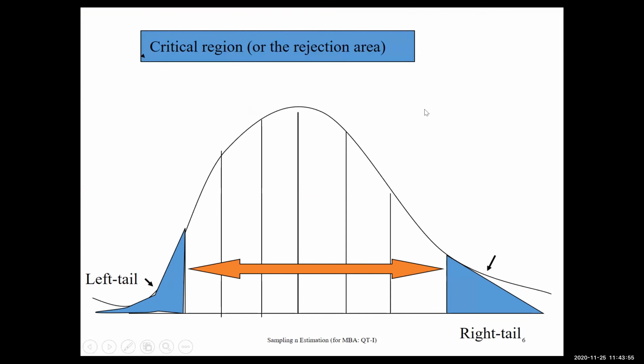Now, when the actual value falls on either of the two extremes, left side or right side, these are the errors. So this error region is also called the critical region. The critical region is the unacceptable region.